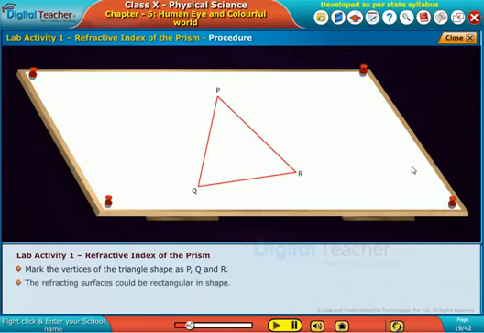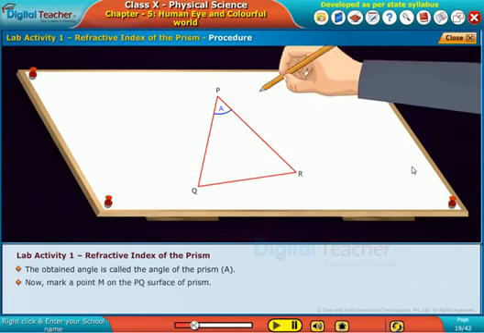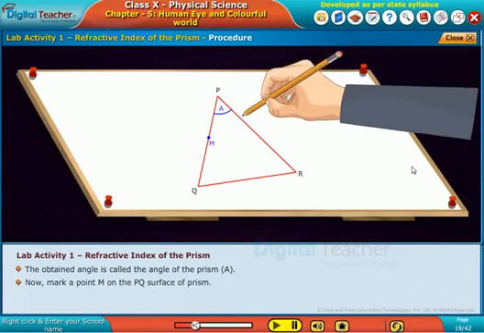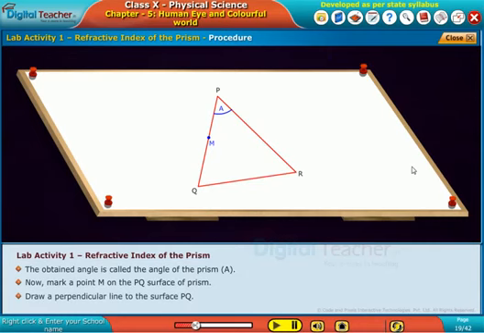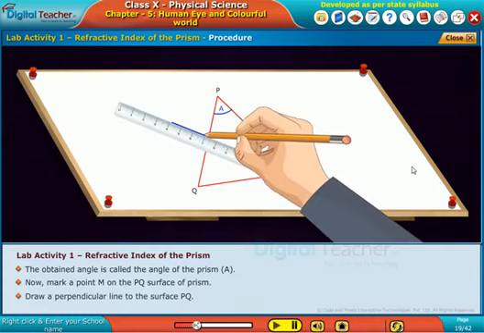The refracting surfaces could be rectangular in shape. Measure the angle between PR and PQ. The obtained angle is called the angle of the prism A. Now mark a point M on the PQ surface of prism. Draw a perpendicular line to the surface PQ.